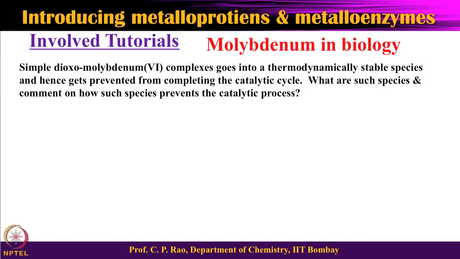Simple dioxo molybdenum 6 complexes go into a thermodynamically stable species and hence get prevented from completing the catalytic cycle. What are such species, and comment on how such species prevent the catalytic process. What happens if you take a simple dioxomolybdenum and add some reducing agent with 1 electron, it will go to molybdenum 5, but 2 of such molybdenum 5s can join together to a mu-oxo molybdenum.